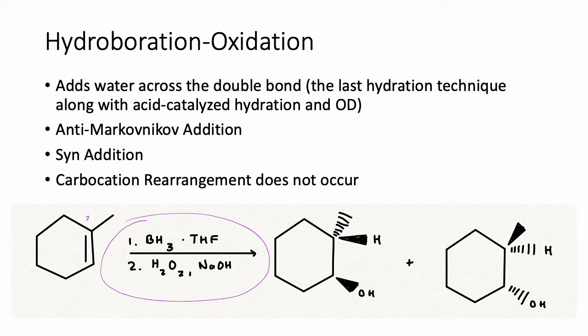And remember, this is our tertiary carbon, this is our secondary carbon. So we're going to proceed via anti-Markovnikov addition. So the less substituted carbon is going to get the hydroxyl group. And because we're proceeding via syn addition, these should be on the same side of the plane.